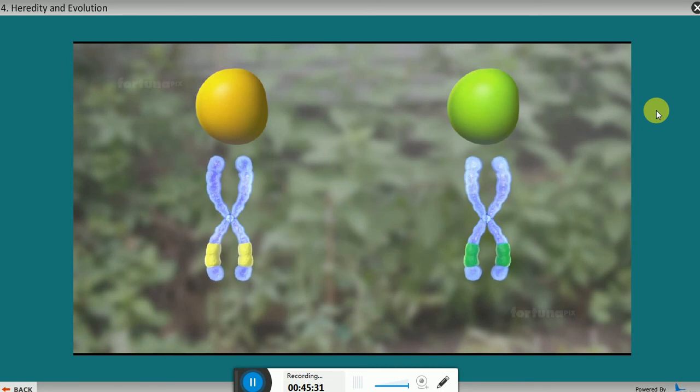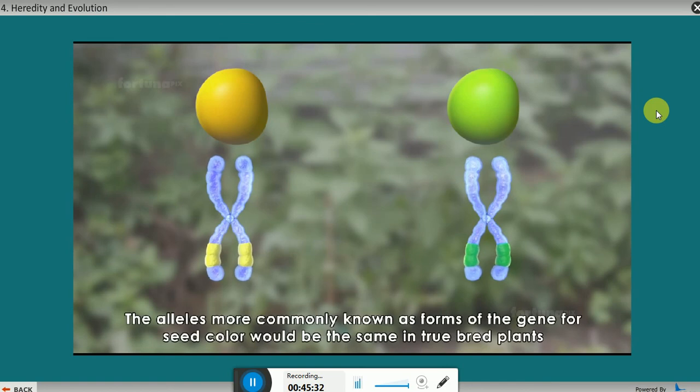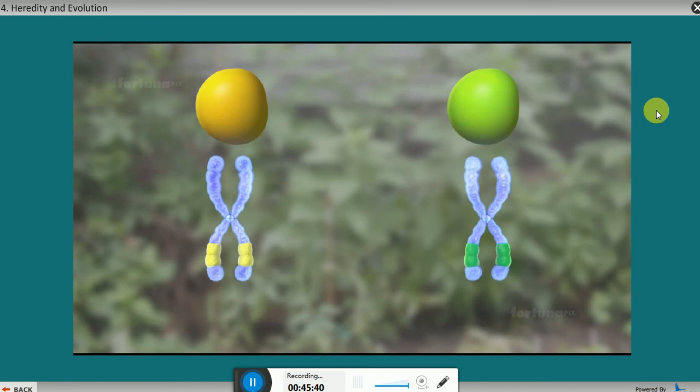The alleles, more commonly known as forms, of the gene for seed color would be the same in true-bred plants. These will be represented by YY and yy for the parent plants.